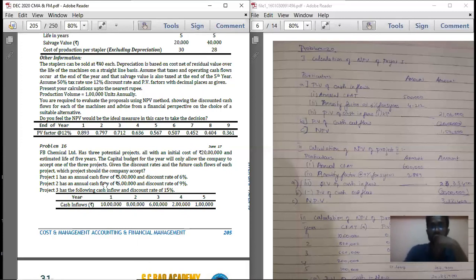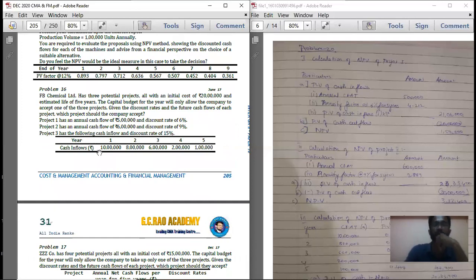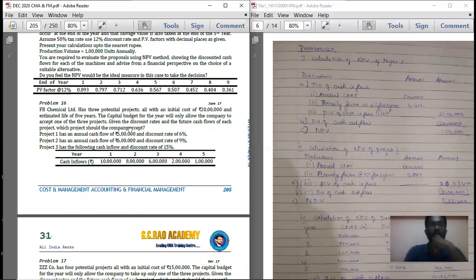It is a very easy problem. You can solve it by using the NPV technique and find which is the best alternative among all 3 projects. So we'll go one by one. Project 1 has an annual cash flow of 5 lakhs at a discount rate of 6%. So at 6%, what is the present value factor? You should multiply it with the 5 lakhs.